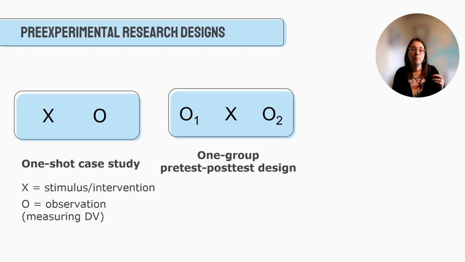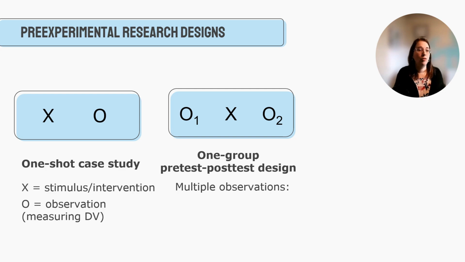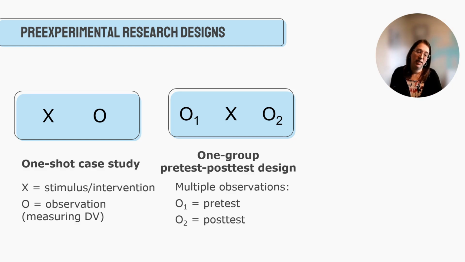So with this one, it's more effective than a one-shot case study, but there's still quite a few limitations and it has low internal validity. And we note this as O1. So the O is the pretest, observation 1. Then we have X, the intervention, and O2 as the post-test. If you see O on its own, that's one observation, but if it's O1 or O2 or O3, that's related to the first observation, second, third, and so on.